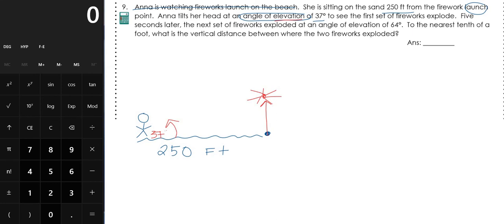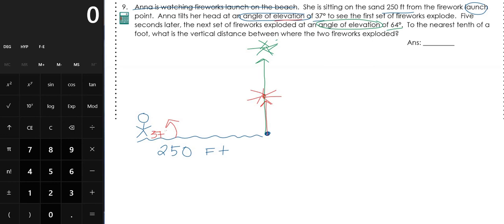Okay. Now, 5 seconds later, the next set of fireworks exploded at an angle of elevation of 64 degrees. So they set up some more fireworks, and now the next set, well, let's say it's exploding up here somewhere. Still going to be launched up from the original launch point on the ground. But now she's tilting her head at a 64 degree angle of elevation.